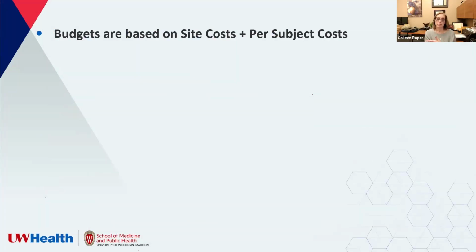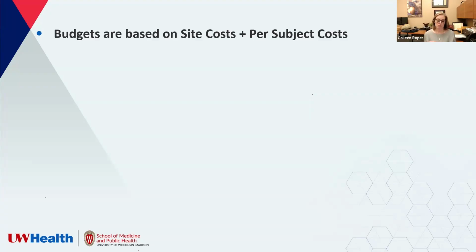So the difference with budgets for grants and budgets for industry-sponsored clinical trials is, we looked at those categories for grants where you're looking at personnel, effort, and salary. You're looking at travel and specific materials and supplies that you're buying.